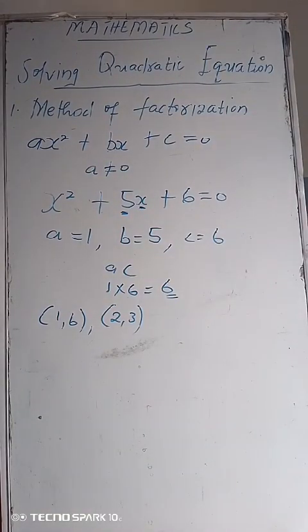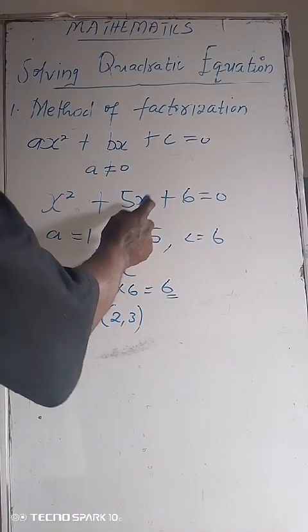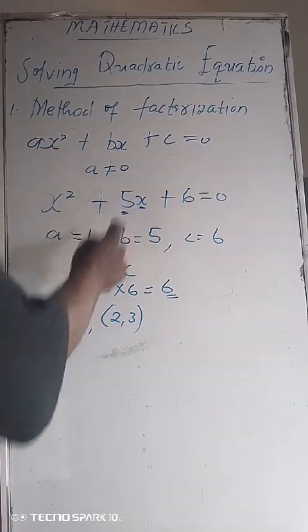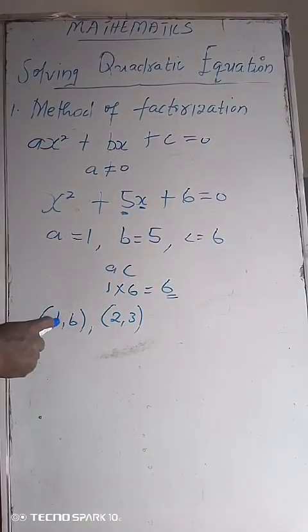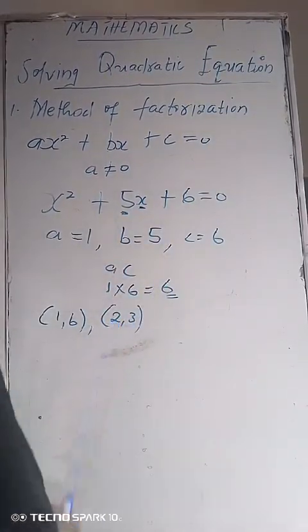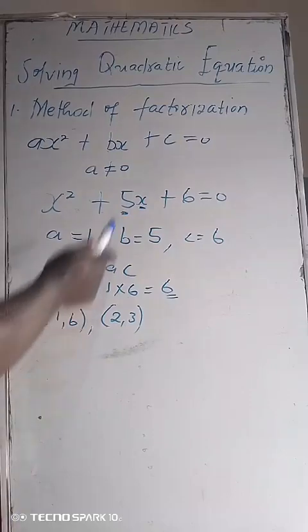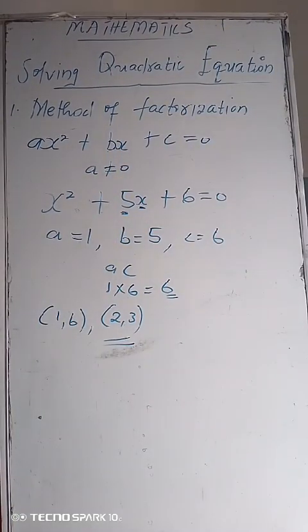Now, after getting your factors of 6, you have to go for the pair of factors that, when you sum them, give you the coefficient of x, which here is 5. So 1 plus 6 will give us 7, which is more than 5. But 2 plus 3 will give us 5. So it means that 2 and 3 will work.